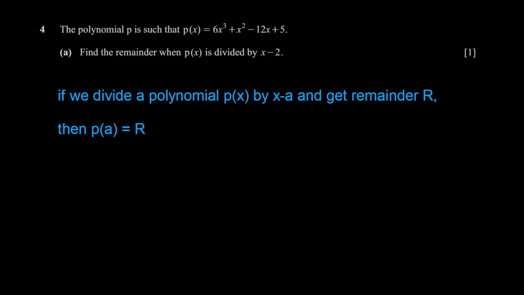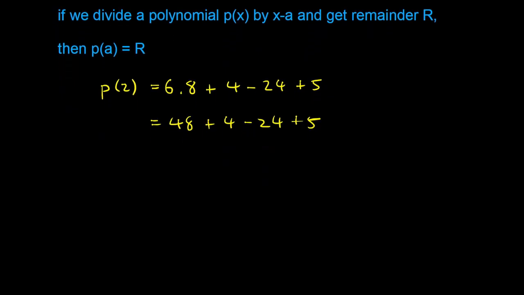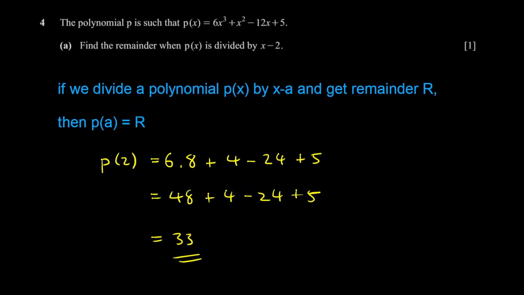So we're going to exploit the remainder theorem here because it makes our life easier. We're going to find P of 2. That means we get 6 times 2 cubed, 2 cubed is 8, plus 2 squared is 4, minus 12 times 2, which is 24, plus 5. 6 times 8 is 48, plus 4 minus 24 plus 5. 48 minus 24 is 24, and 24 plus 4 is 28, and 28 plus 5 is 33. 33 is our answer. So that's part A, worth 1 mark.